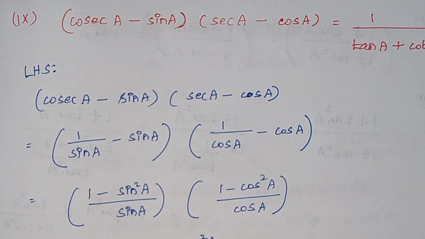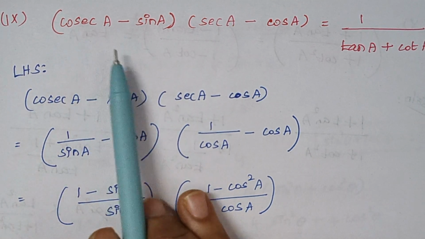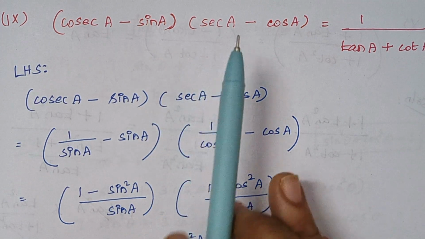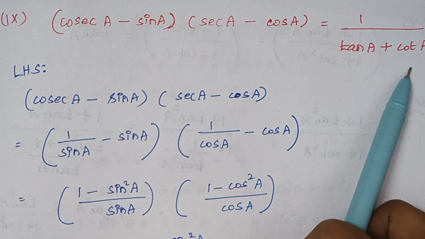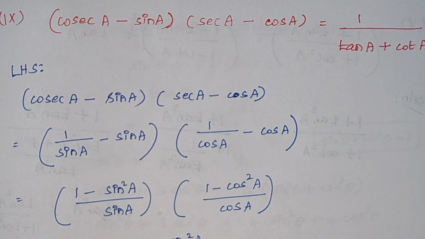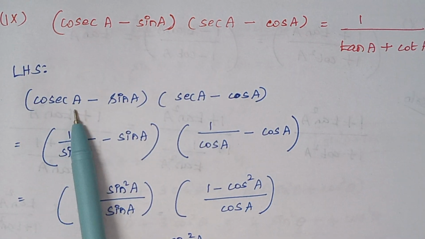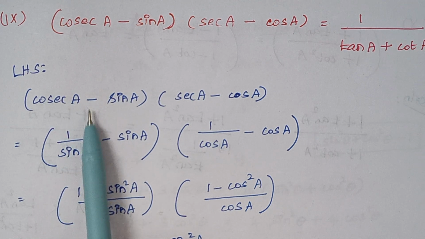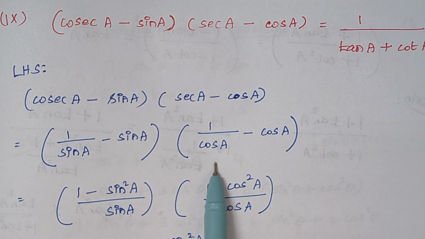So our ninth part of problem number 5. Here it is (cosec A − sin A) multiplied by (sec A − cos A) is equal to 1 by (tan A + cot A). So in this case we are going to take both LHS and RHS. First we are taking this LHS, and cosec A is written as 1 by sin A and sec A is written as 1 by cos A.